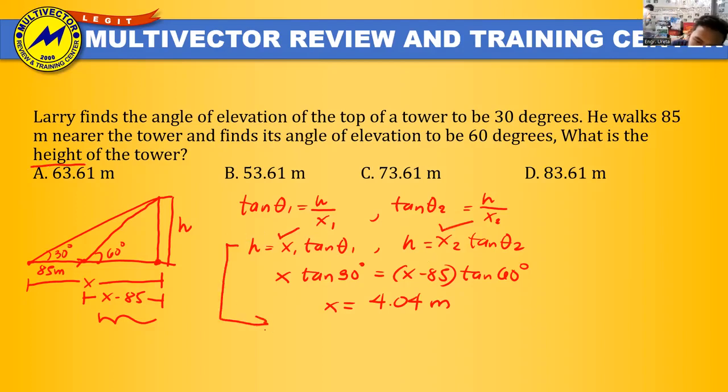Okay, therefore, our h is just equals to x1, but our x1 is just equals to x, where x is 4.04 meter, tangent theta 1. Theta 1 is 30 degrees. So pag kinumpit nyo yan, so tangent 30 degrees.